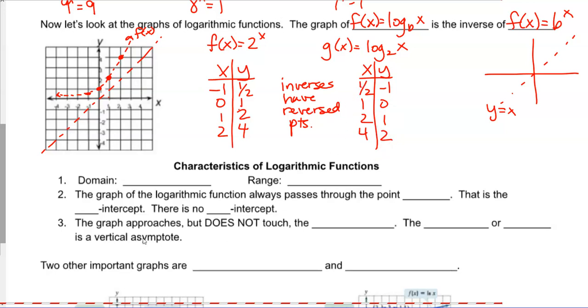So when I graph those points, I'm going to go over 1/2 and down to -1. I have the point 1, 0. I have the point 2, 1. And I have the point 4, 2. And so when I graph that function, we get something that looks like that. And this right here is your standard log function for that.